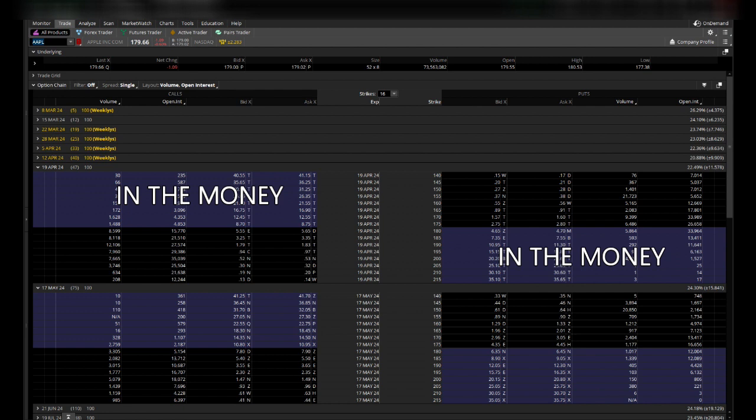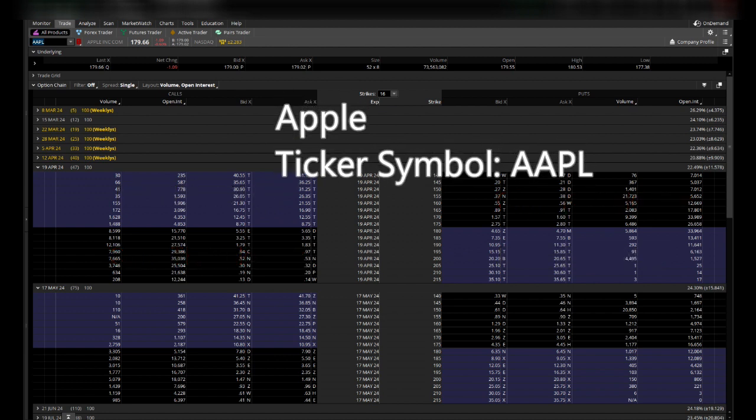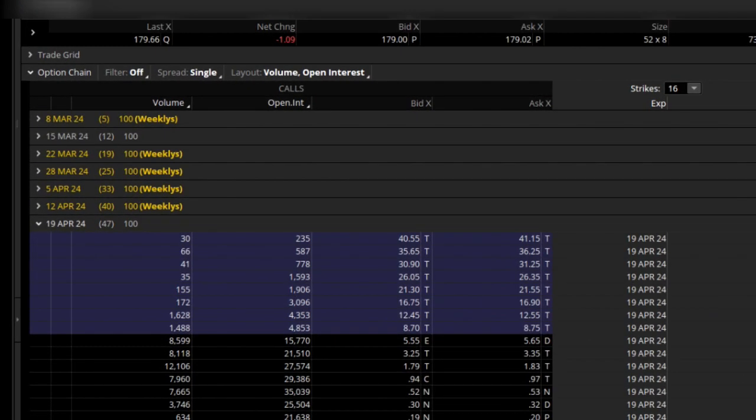The unshaded regions are called out of the money options. Out of the money call options are strike prices above the current stock price. Out of the money put options are strike prices below the current stock price. As an example, I will use a stock that we all know and love, Apple, ticker symbol AAPL, and we will look at the options that expire April 19th, 2024. You can see how the option prices get lower the farther out of the money you go, and higher the farther in the money you go, which makes sense because if you want to buy 100 shares of Apple for $170, even though it's trading at $180, you're going to have to pay more for that.